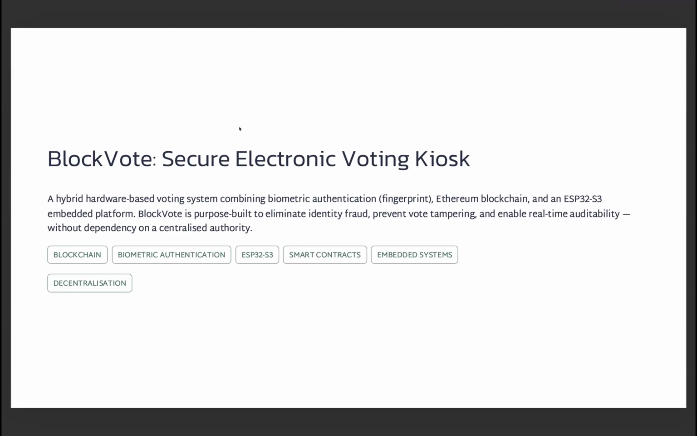Yes. Okay. Good afternoon, everyone. Let me start with a simple question. How many of us truly trust that our vote is counted exactly the way that we cast it? Now imagine a system where trust is no longer required because verification is built into the system itself. My name is Daksh Jetwa, and today I will be presenting BlockVote, a secure electronic voting kiosk.